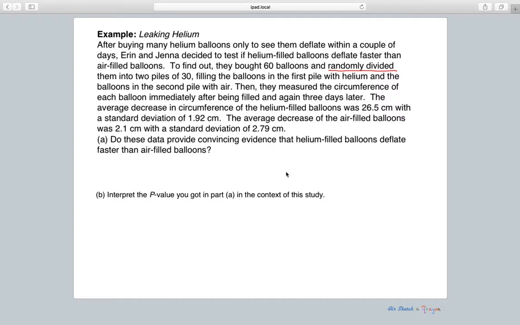The average decrease in circumference of the helium-filled balloons was 26.5 centimeters with a standard deviation of 1.92 centimeters, and the average decrease of the air-filled balloons was 2.1 centimeters with a standard deviation of 2.79 centimeters. So right off the bat, 26.5 centimeter decrease in the circumference of helium balloons versus only 2.1 centimeter decrease with air. Do these data provide convincing evidence that the helium-filled balloons deflate faster than air-filled balloons? All right, so they're asking us to conduct a significance test.